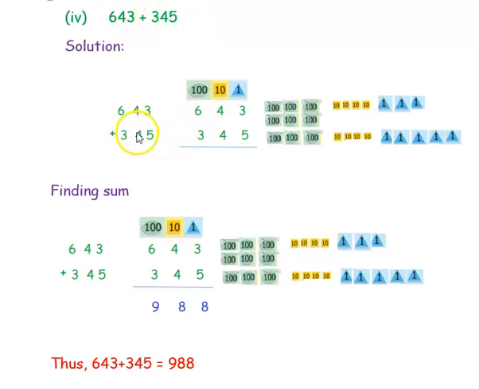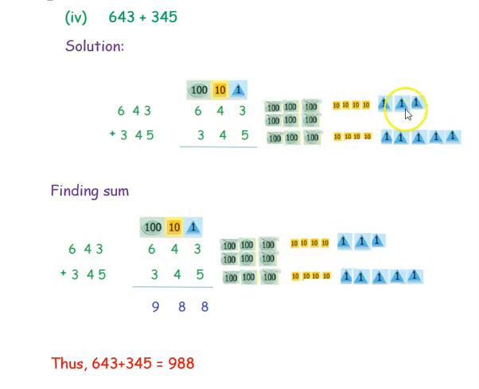The next number given is 643 plus 345. So now we will represent them in ones, tens and hundreds. For 643, I have written 3 in the ones column, 4 in the tens column and 6 in the hundreds column. The next number is 345. I have written 5 in the ones column, 4 in the tens column and 3 in the hundreds column.